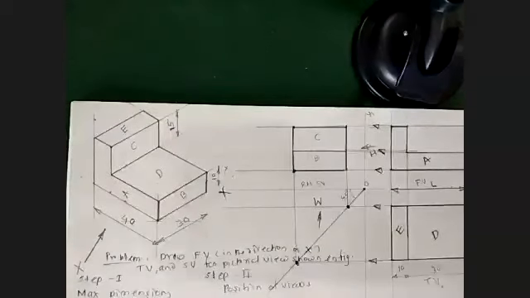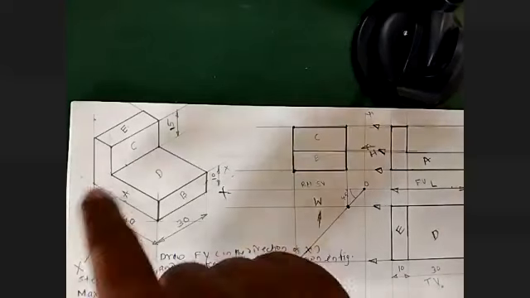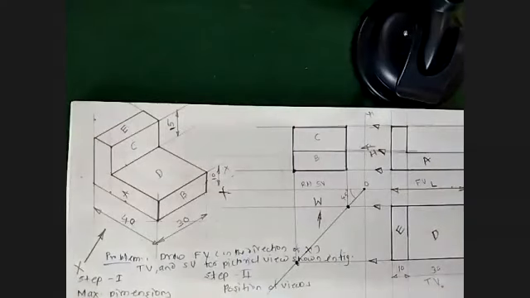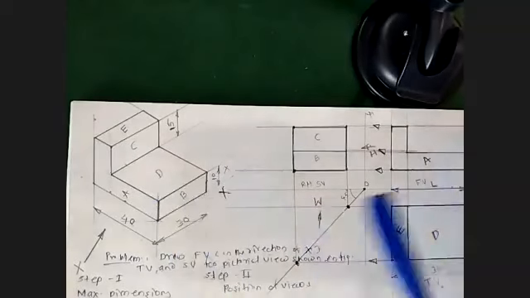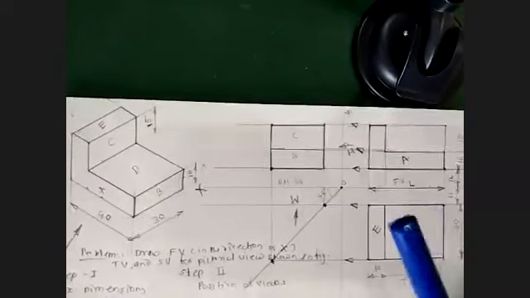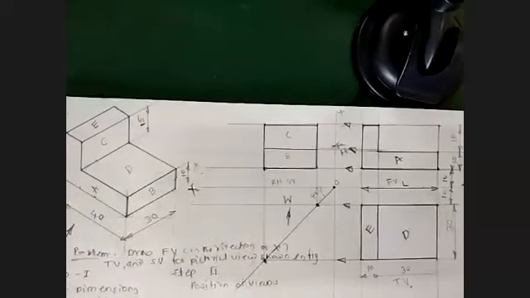So in this way, you can solve any problem on orthographic projections. Orthographic projection means drawing the front view, top view, and the side view for the view or the pictorial view or 3D view shown in the figure. This is the question, and for this one question, this becomes the answer.